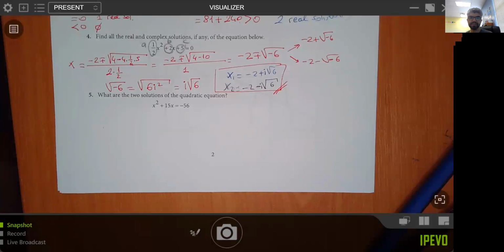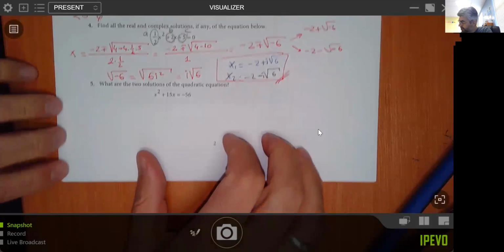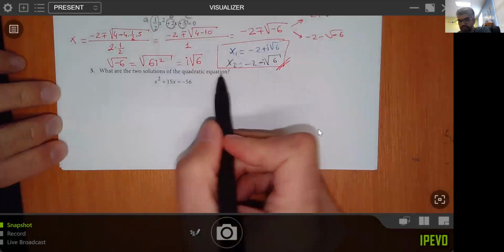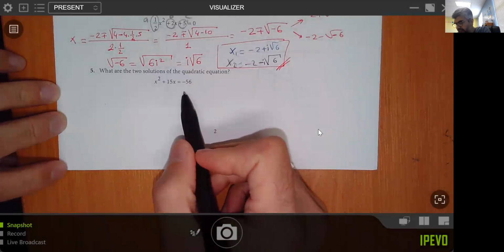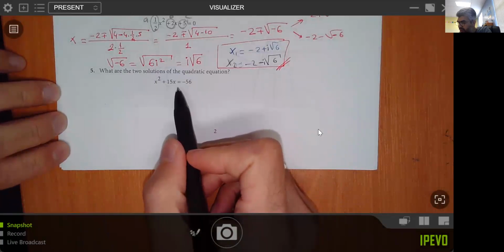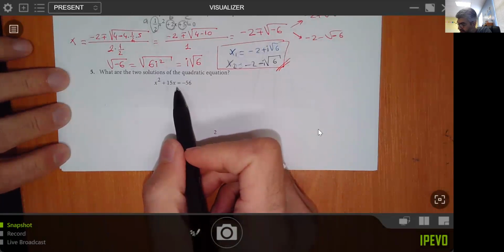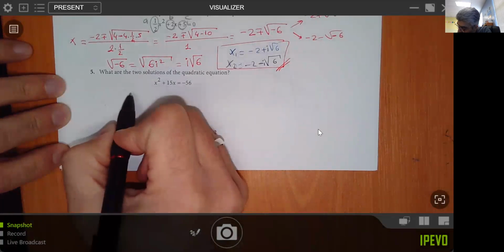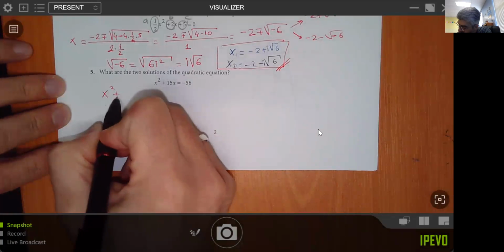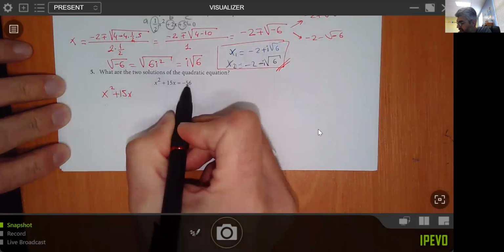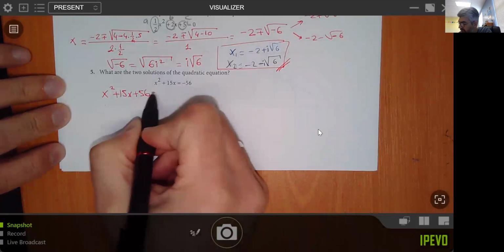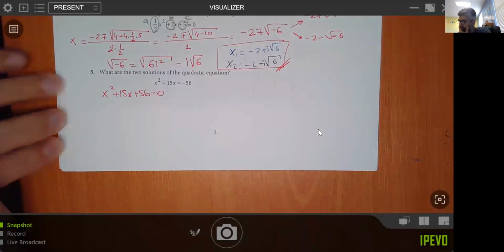Ready, guys? Okay. Question number 5. What are the two solutions of the quadratic equation? Okay, so it doesn't ask by quadratic formula or by factoring, by graphing. First, I write it in standard form. That is x squared plus 15x minus 56. If I add 56 to both sides, I will have equal to 0, and this is the standard form.